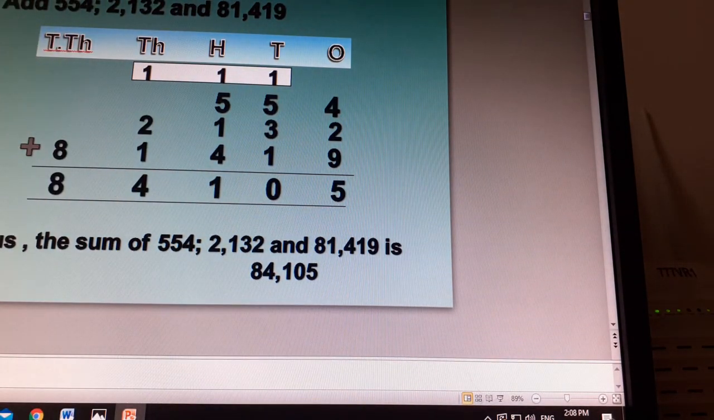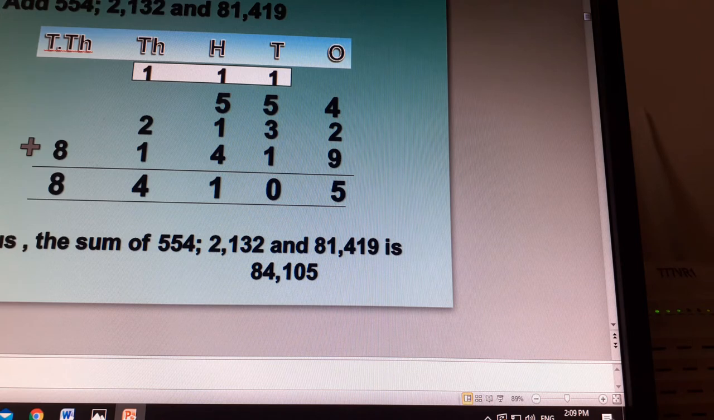Now, children, in the tens column, 5 plus 3, 8. 8 plus 1, 9. 9 plus 1, 10. We cannot write the whole number 10 here. We can only choose 0. Again, 1 carries to the 100 column.